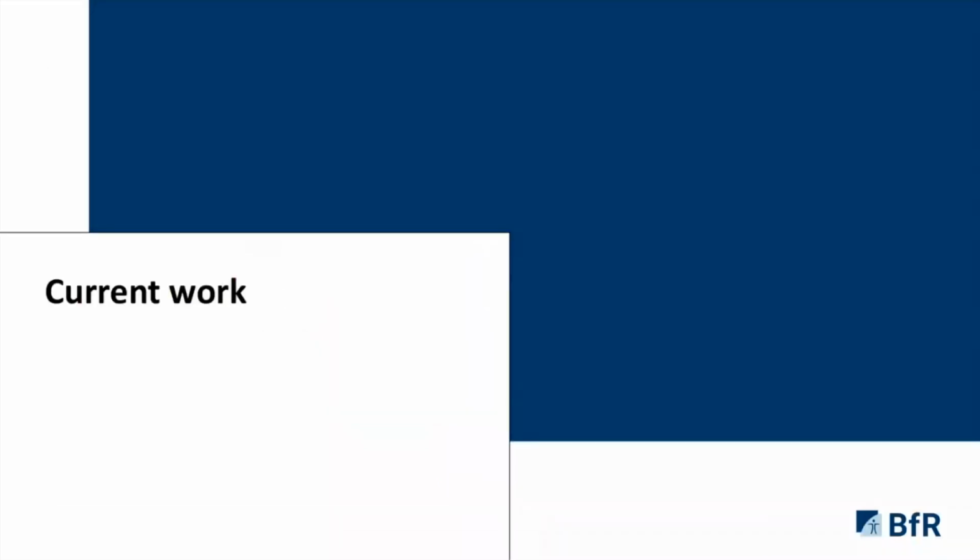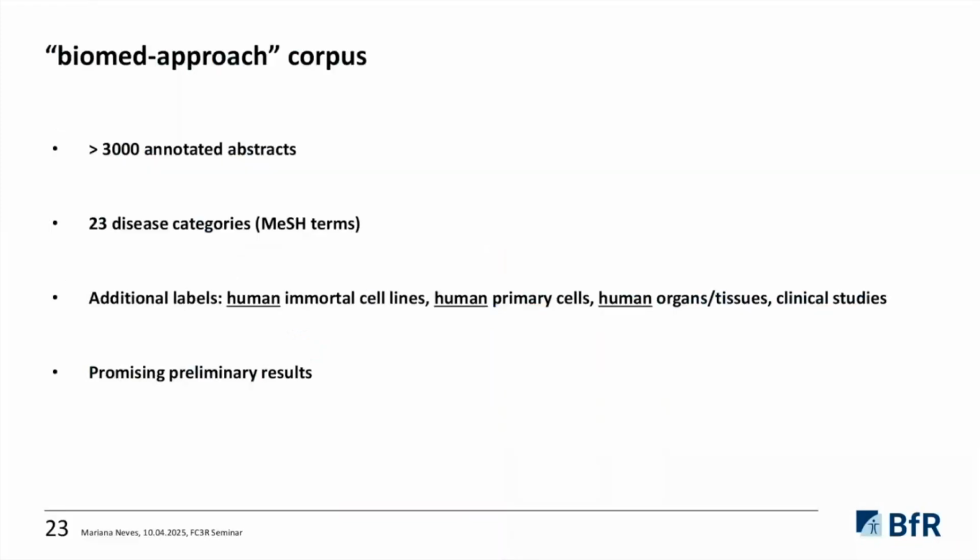So this is now just a couple of comments about our current work. We are already working on a new corpus, like an extension of this first corpus. This time we have 3,000 abstracts. We try to get a variety of different disease categories using MeSH terms, to cover different diseases, because sometimes, depending on the disease, the types of animal models that are used are different. We also have some additional labels.